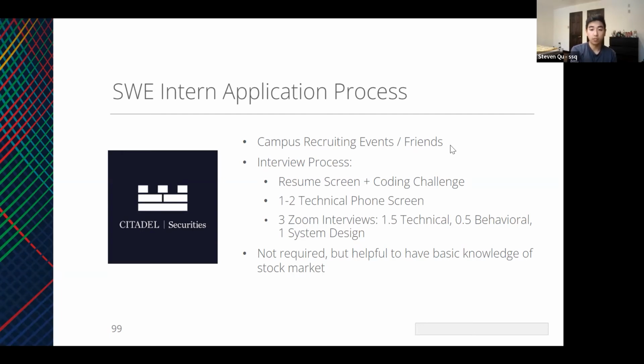And then the second interview, half of that is going to be the same as the first one, another coding problem. But the other half is kind of behavioral, where they're going to ask you about your resume, some of your experiences, your interests, kind of evaluate if you're a good cultural fit.